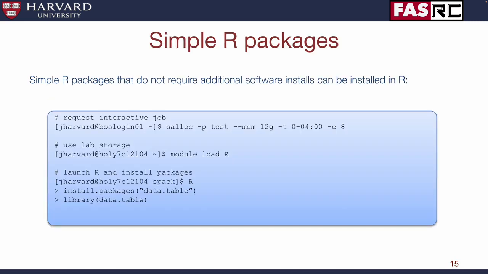Simple R packages that do not require additional software installs can be installed inside R. Again, we recommend that you request an interactive job with the command salloc. Then, once you land in a compute node, you load the module R with module load R. Then launch R, and you can install packages with the command install.packages and the package name. Here is an example for data.table. Finally, you can load the library with the command library(data.table).